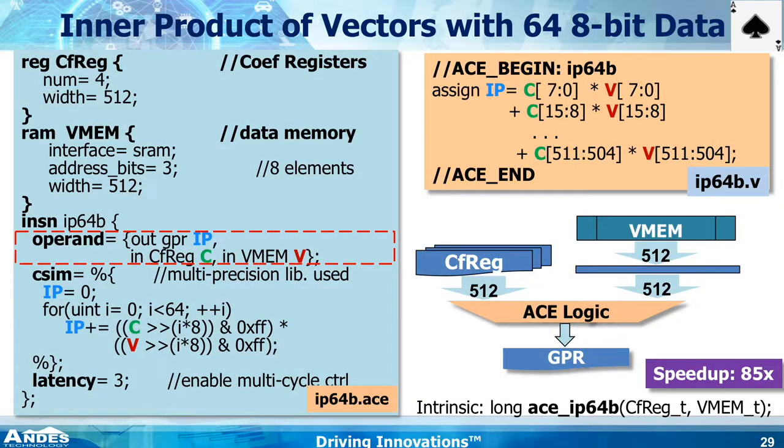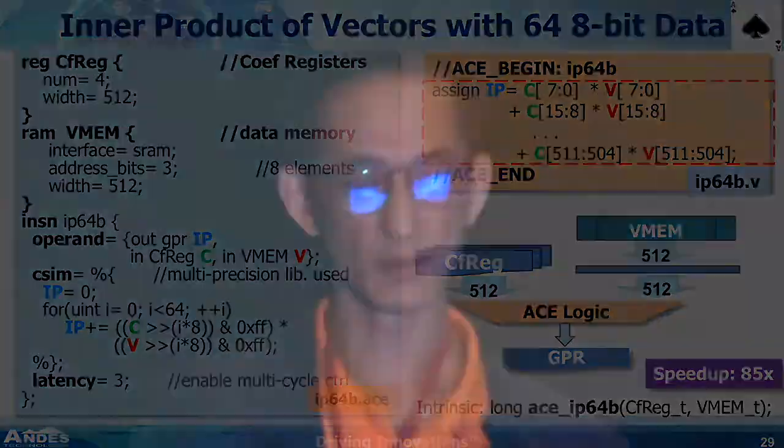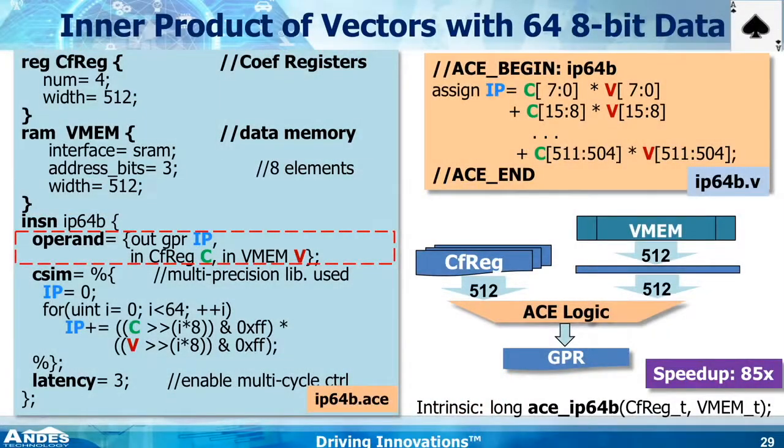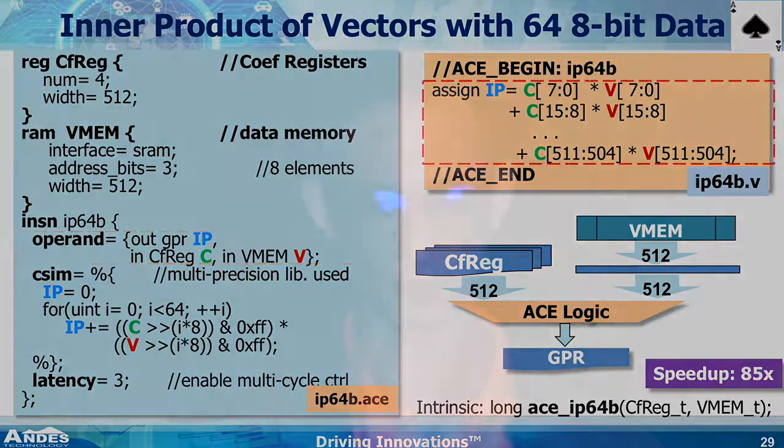Jumping to a slightly more complicated example, just to show you the power of the ACE environment. Inner product is very important in machine learning applications. So let's say when you do an inner product, there's one component that changes less, and it's kind of constant, and the other one is a vector that keeps changing. So for the part that changes less, you can probably put that into registers.